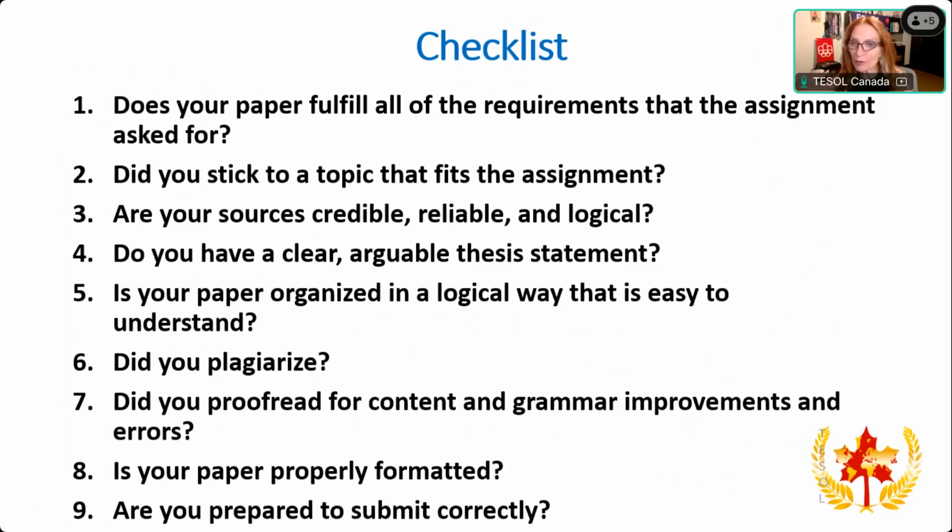Is your paper properly formatted? Are you prepared to submit it? Yes. If not, sleep on it a couple more days. That's why it's good to be ahead of schedule.